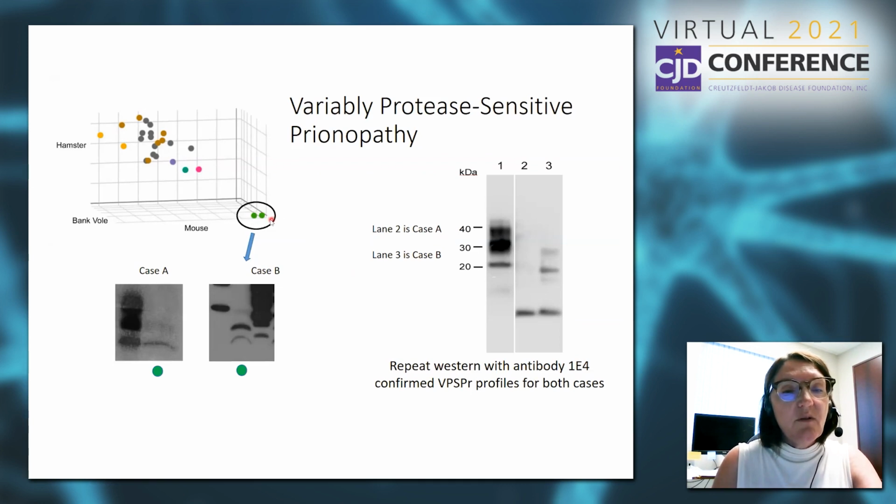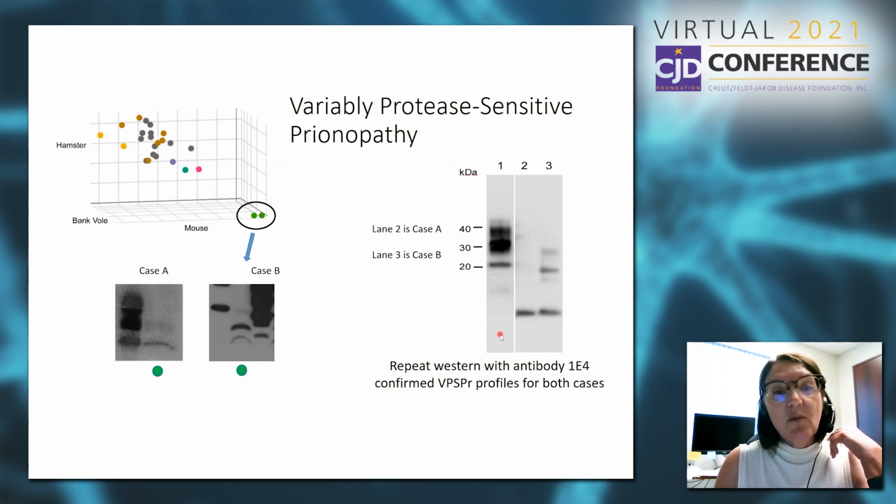Interestingly, these 2 green cases that we found also looked very atypical on our diagnostic surveillance Western blots. Case A was designated as a VV type 1 case and case B was designated as a VV type 2 case through surveillance. But when we ran them on a Western, we were suspicious based on their long duration of disease, 45 months for one of the cases, 14 for the other.